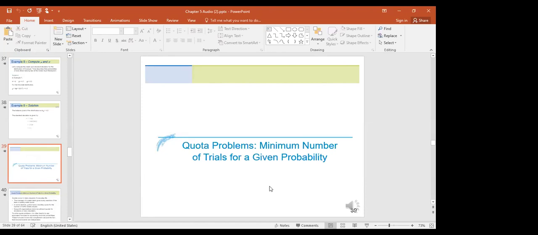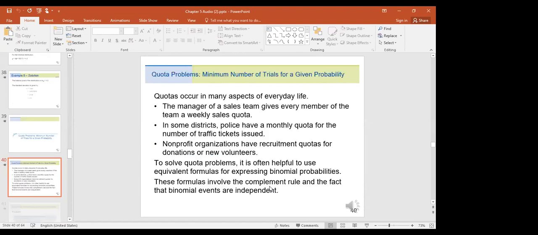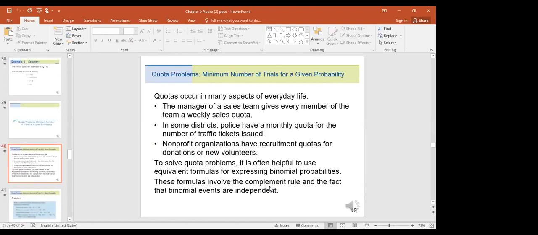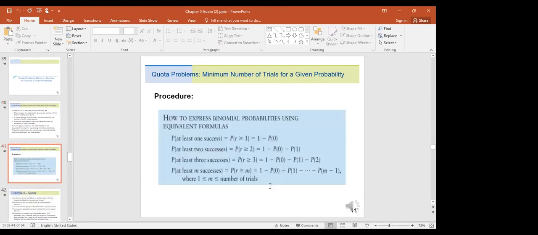A quota problem is one type of application of a binomial distribution. In a quota problem, you are interested in finding the minimum sample size so that you can achieve a certain number of successes. In a quota problem, you will have to deal with "at least." So you want to remember that when you say at least 1, the opposite is 0. I want to explain this one on the whiteboard.